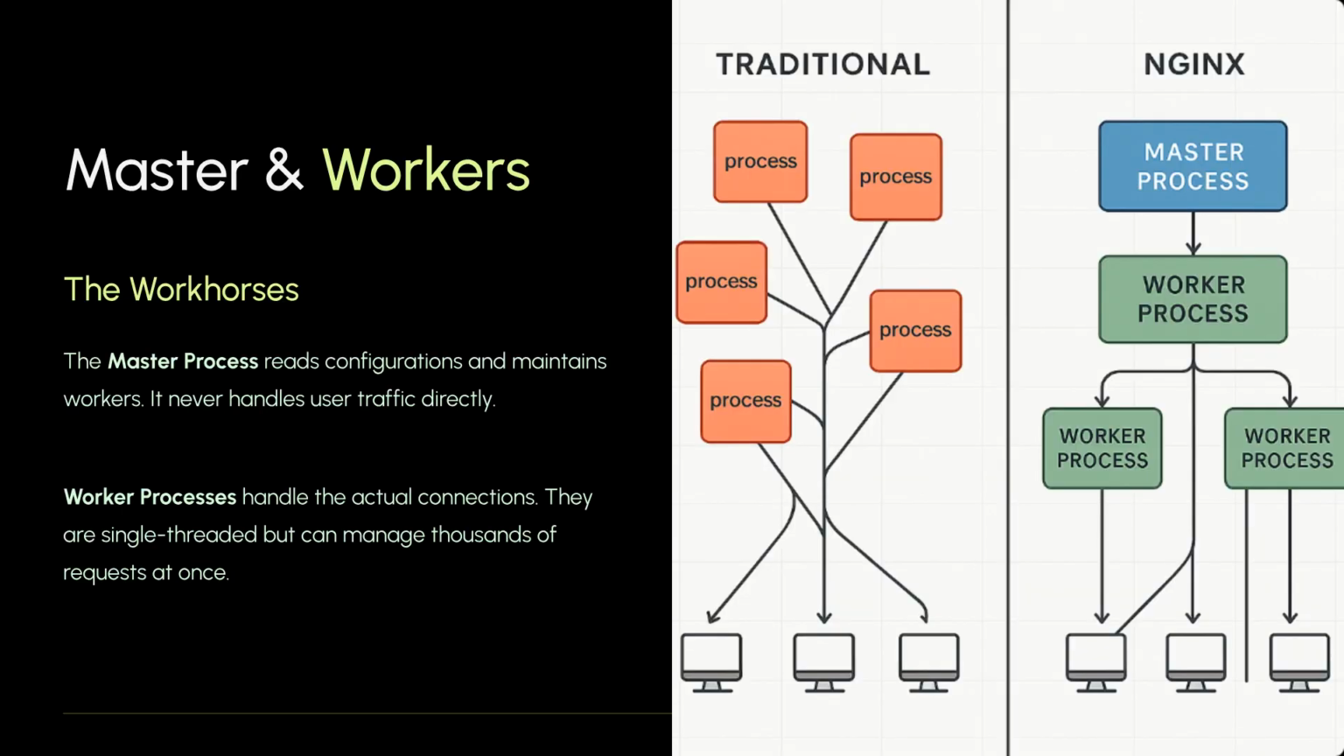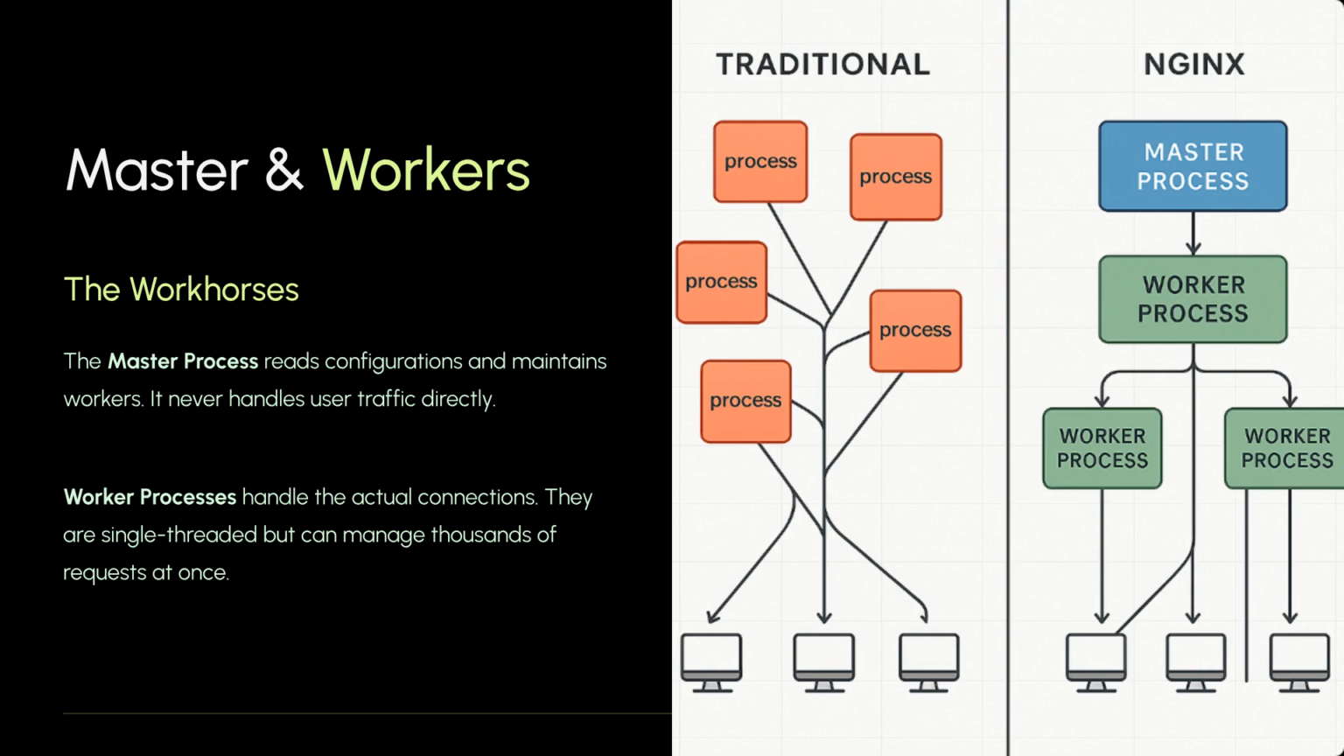Here's how it works. You have one master process. The master's job is simple: read configuration files, start worker processes, monitor workers, and reload configurations when needed. The master never handles user requests directly. Then you have worker processes. These workers handle actual client connections and requests.